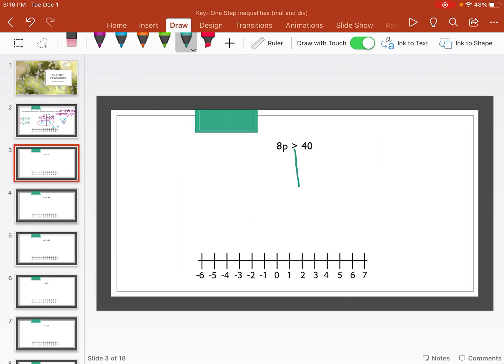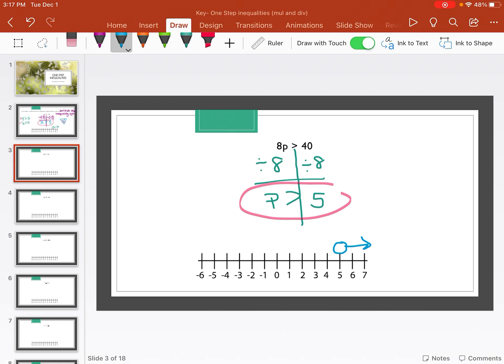All right, let's go ahead and do this one. So we're going to divide by 8 on both sides. So we get P and we get 5. Here we were dividing by positive 8, so we do not need to flip the sign. So we're going to have P is greater than 5. Okay, P is greater than 5, and then I can go ahead and graph it. So again, my circle goes on 5. It's an open circle because there's not an or equal to symbol. And then shade to the right because 6 is greater than 5. Yes.